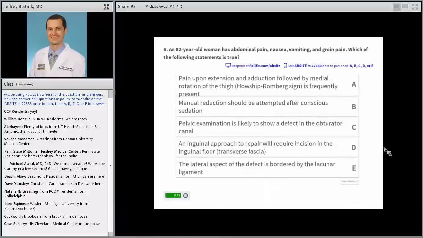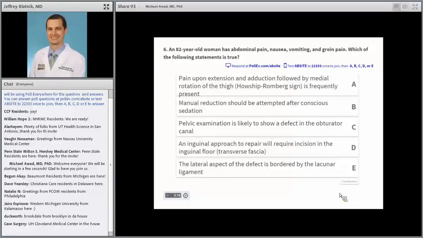An 82-year-old woman has abdominal pain, nausea, vomiting, and groin pain. Which of the following statements is true? A, pain upon extension and adduction followed by medial rotation of the thigh. Howship-Romberg sign is frequently present.